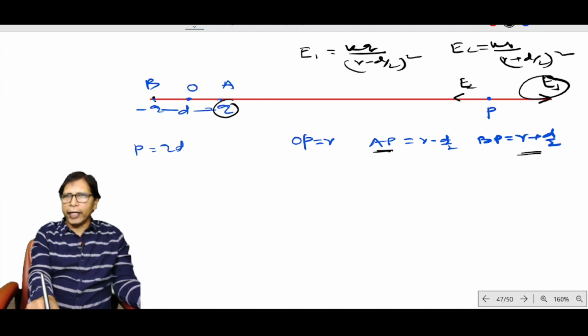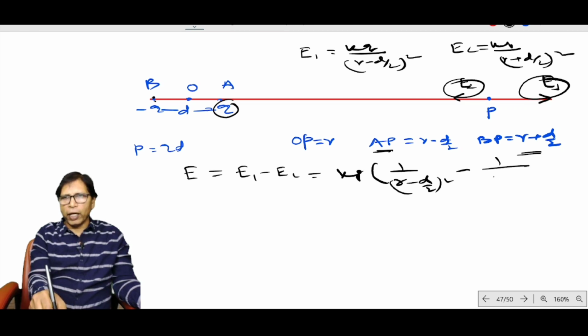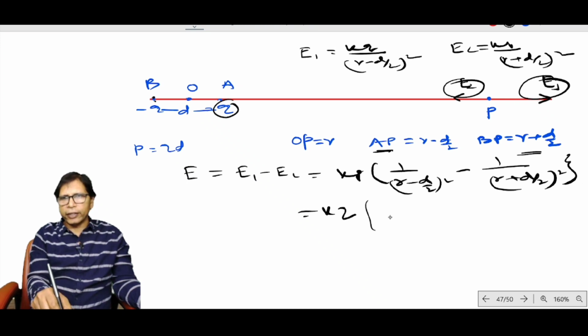E1 is directed away from the dipole and E2 towards the dipole, so the net electric field is E1 minus E2. That is KQ into 1 by (R minus D by 2) whole squared minus 1 by (R plus D by 2) whole squared. So this is K into Q, over R squared minus D squared by 4, and in the numerator 4 R D by 2.